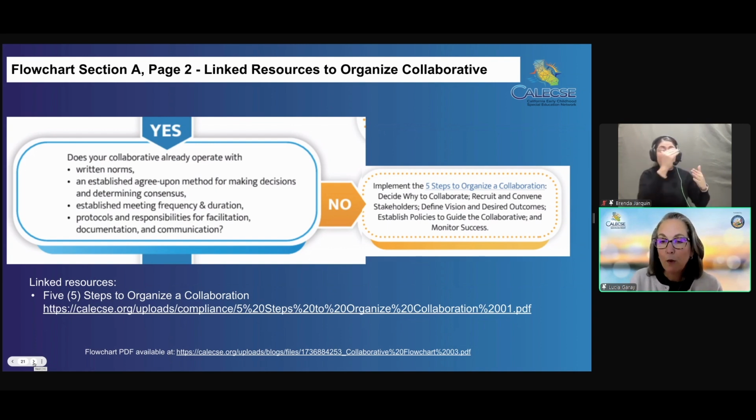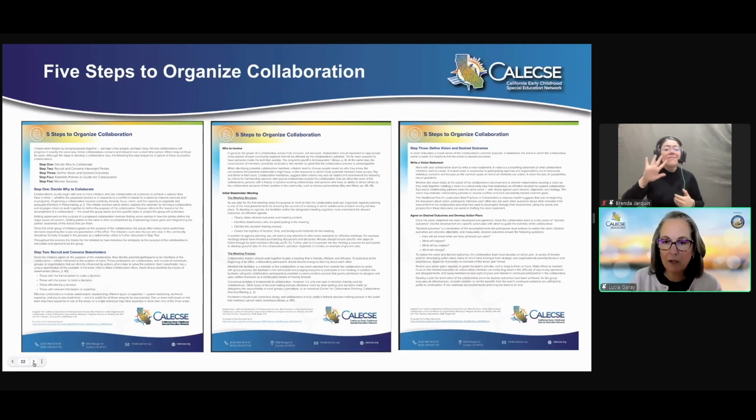And so for this, we are giving you a resource that's called the 5 Steps to Organize a Collaboration. And the link is on this page. I will follow with some screenshots and just give you a very brief outline of what was included.